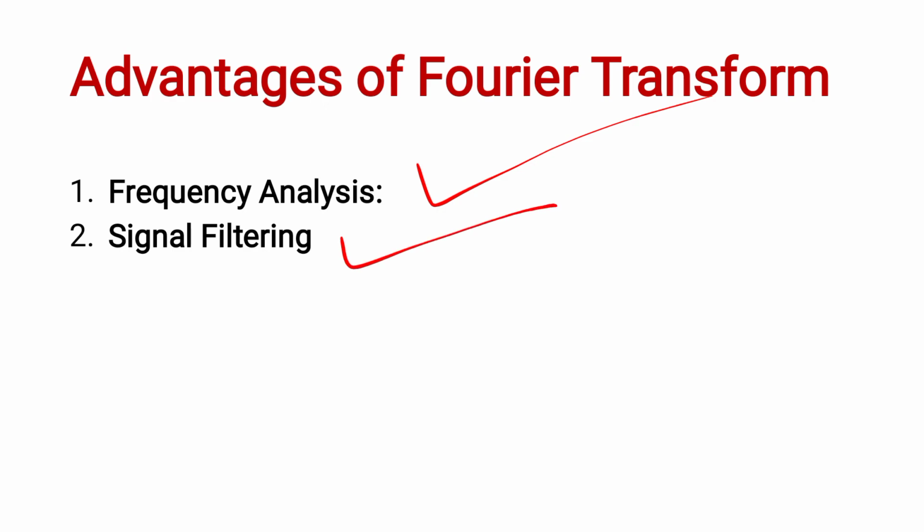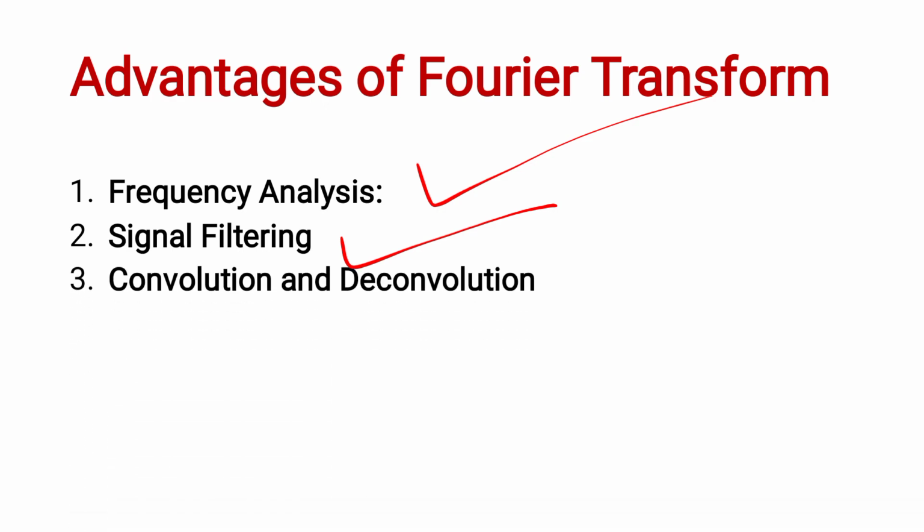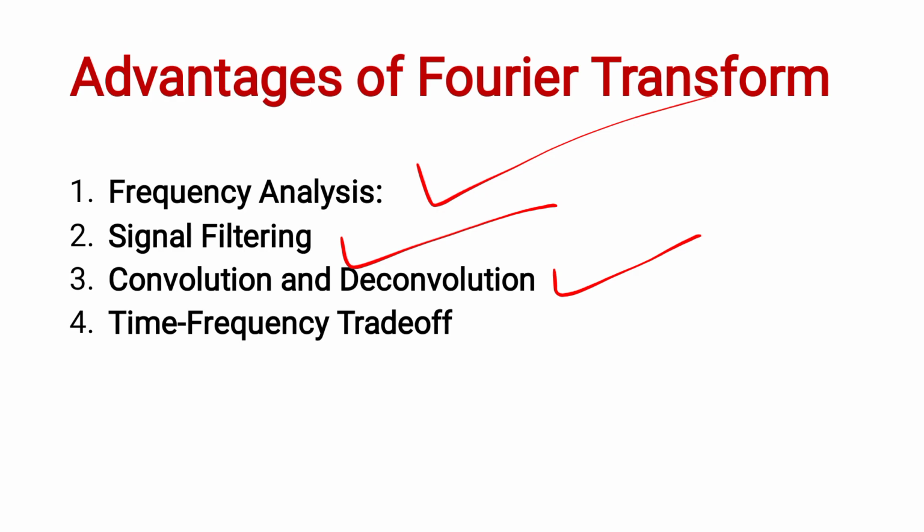And signal filtering. We know that almost 99.99% of filters use frequency as a reference. A filter filters out a particular amount of frequency and only allows a particular amount of frequency. That means filters also use frequency as a reference. In order to take frequency as a reference, we first need to convert our time domain signal into a frequency domain signal. So in filters also, the Fourier transform is used. And the third one is convolution and deconvolution. While doing the convolution of two signals and while deconvolving two signals, we use the Fourier transform also.